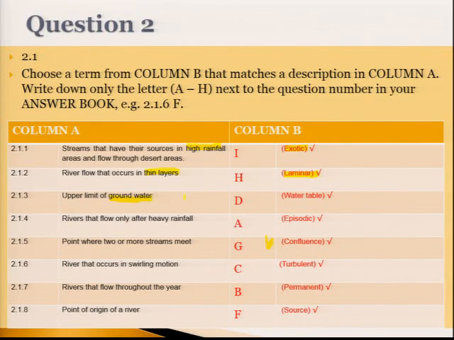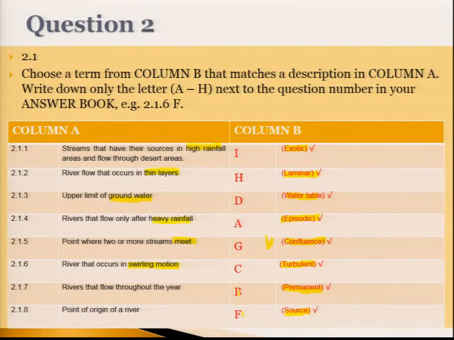The upper limit of the groundwater, we call it your what? Your water table. River that flows only after heavy rainfall. These are your episodic rivers. A point where 2 or more streams meet, you've got a confluence. Rivers that flow in a swelling or turning motion, then you've got your turbulent. Rivers that flow all throughout the year, you've got your permanent rivers, and then a point of origin of a river, you have your source.